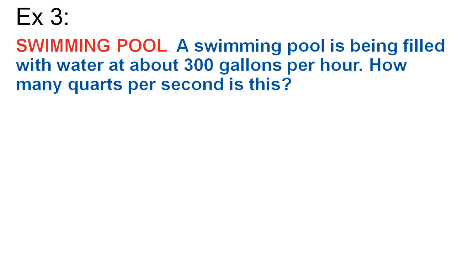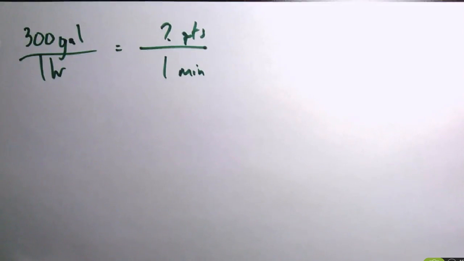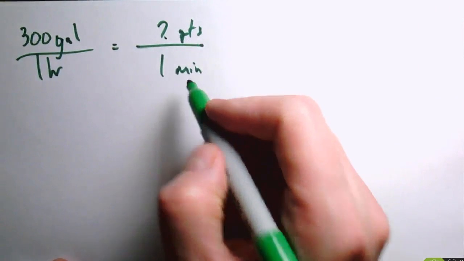All right, last example then, swimming pool. We have a swimming pool that's being filled with water at about 300 gallons per hour. It wants to know how many quarts per second this is. So we have 300 gallons in 1 hour. How many quarts in 1 minute? Here we go: 300 gallons in 1 hour. How many quarts in 1 minute?